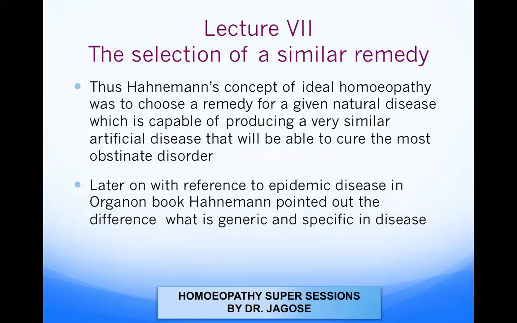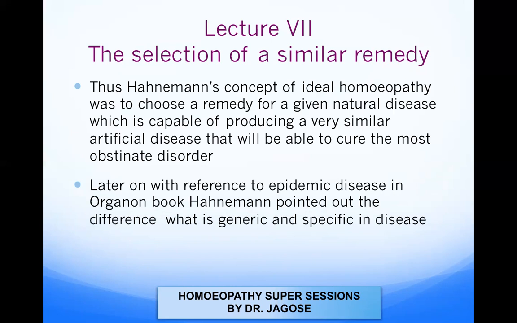Thus, Hahnemann's concept of ideal homeopathy was to choose a remedy for a given natural disease which is capable of producing a very similar artificial disease that will be able to cure the most obstinate disorder. So Hahnemann's concept of ideal homeopathy was to match the natural disease with a very similar drug which can cause an artificial disease, so that the most obstinate disorder can be cured.